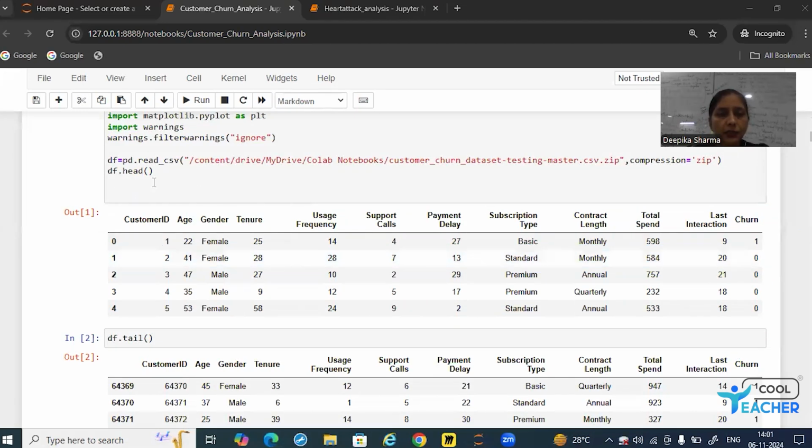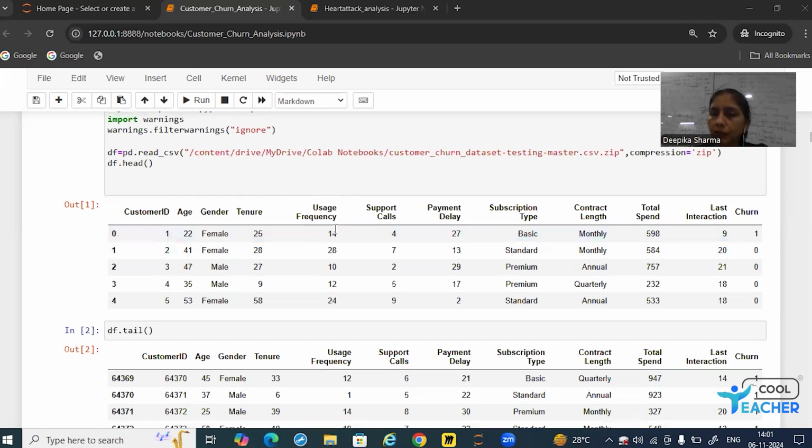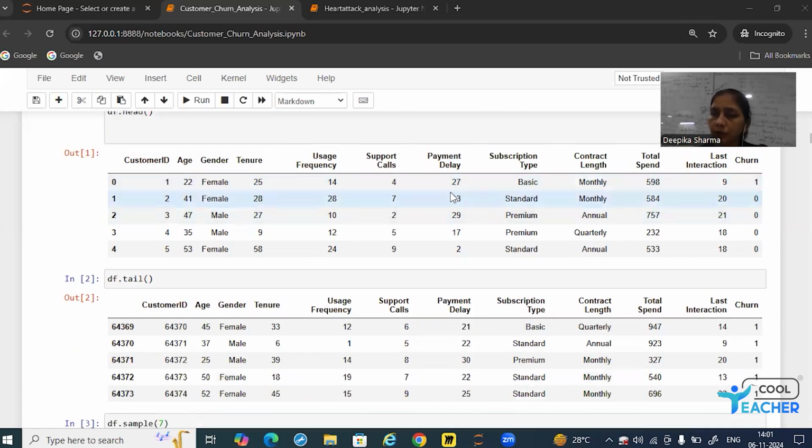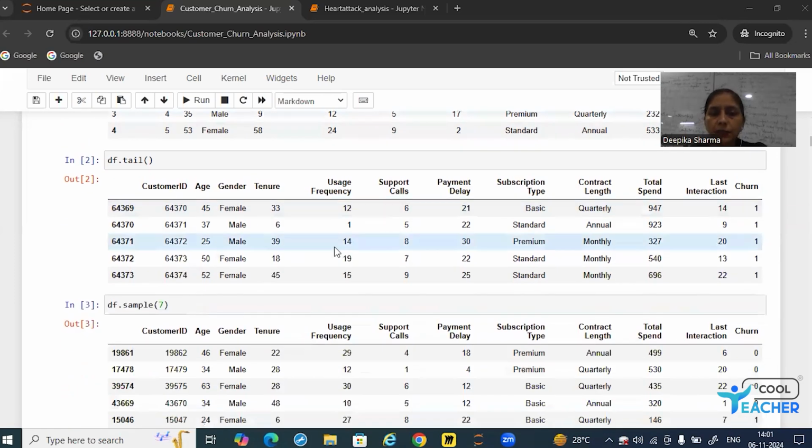So here I was just doing the pandas data analysis, where I'm taking df.head, which is going to show you the top 5 rows. Then df.tail is going to give you the bottom 5 rows. These are the bottom 5 rows here. You can just check it out.